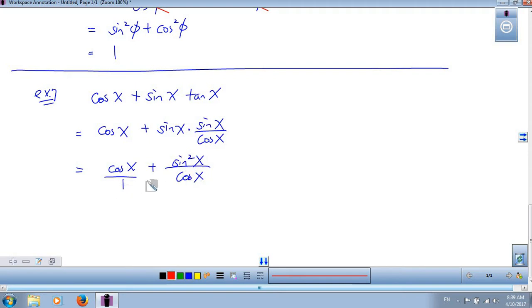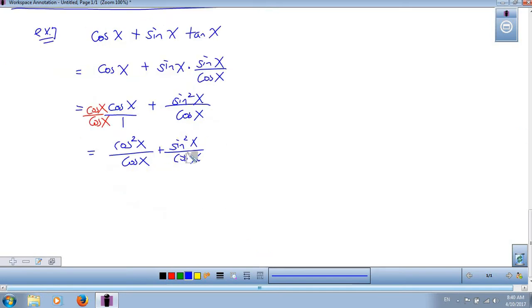So we need the denominator to be the same, to have the common denominator, which is 1 times cosine x, which is cosine x. So for the first fraction, I need to multiply by cosine x over cosine x in order for the denominator to be the same, right? Okay, so then it becomes cosine square x divided by cosine x plus sine square x divided by cosine x. Okay, so now the two fractions have the same denominator. Now we can combine them.